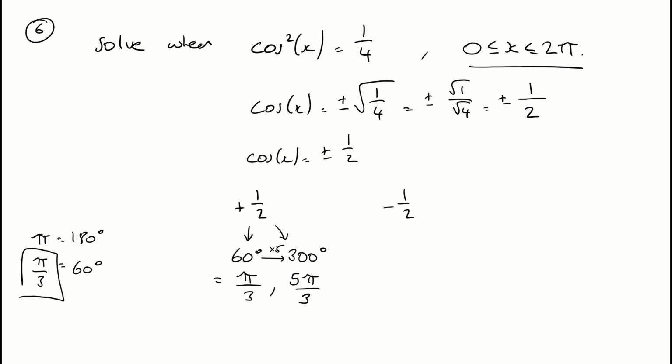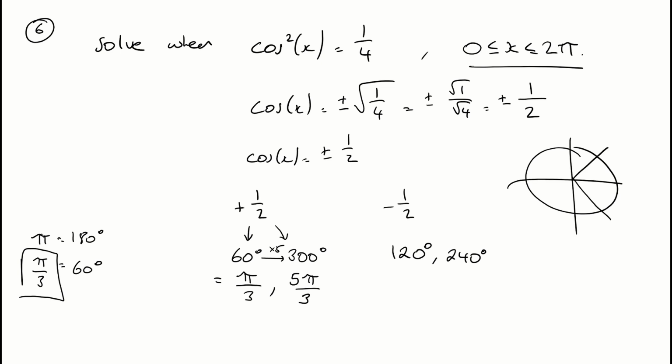If I wanted negative a half, I'm going to need to look on the other side of my unit circle, and I'd be looking at 120 degrees and 240 degrees. So on the unit circle here, we've got our 60 degree angle and our 300 degree angle, both coming to a half on the x-axis, and now this time we're looking at coming out the other way, and it's these 2 angles here, 120 degrees and 240 degrees.